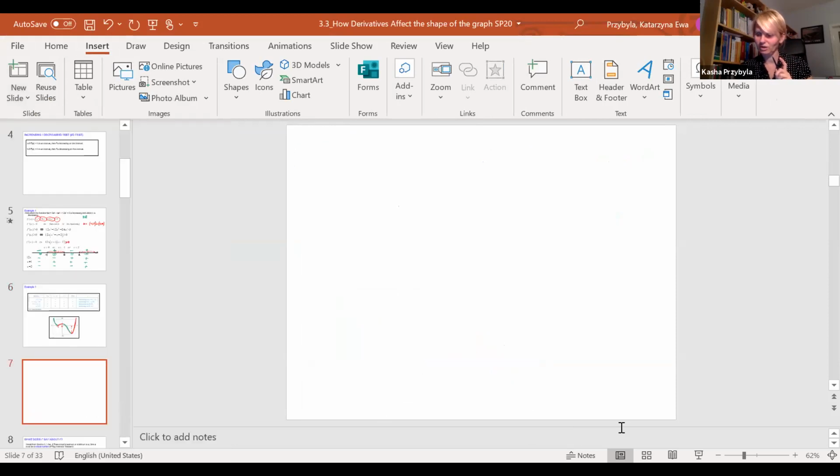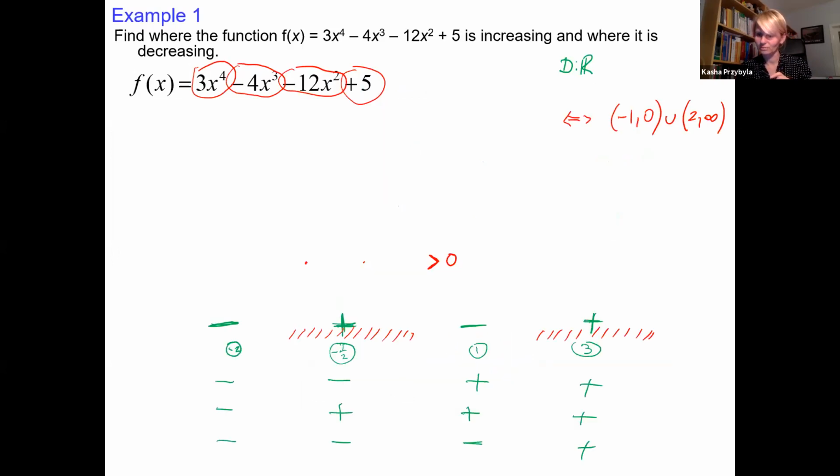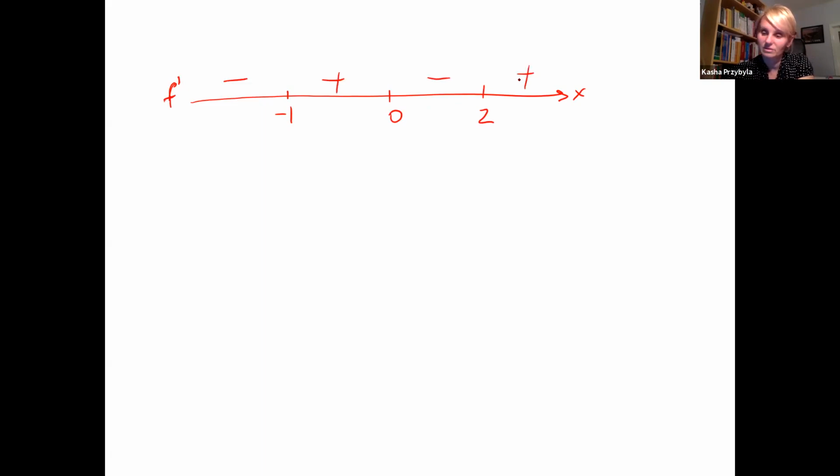Before I show you the next property, you will probably tell me, okay, what does that mean? Just one more time: -1, 0, and 2. That was the zeros of the first derivative, right? And we did get negative, positive, negative, positive. That means now what do we know about the function?